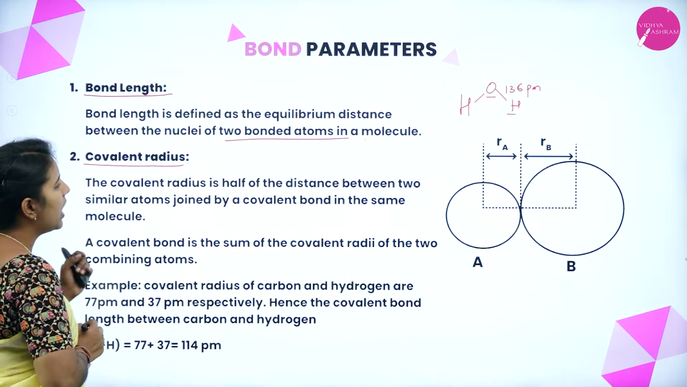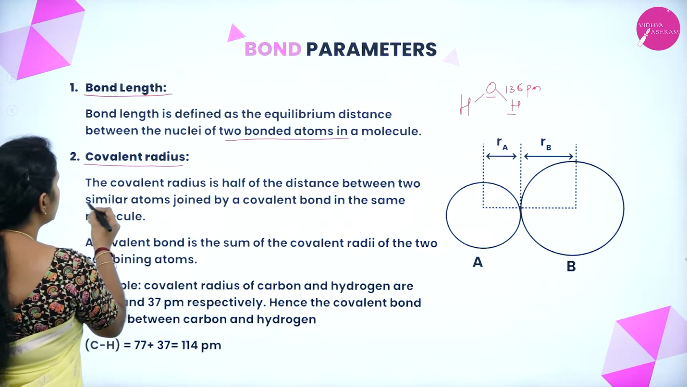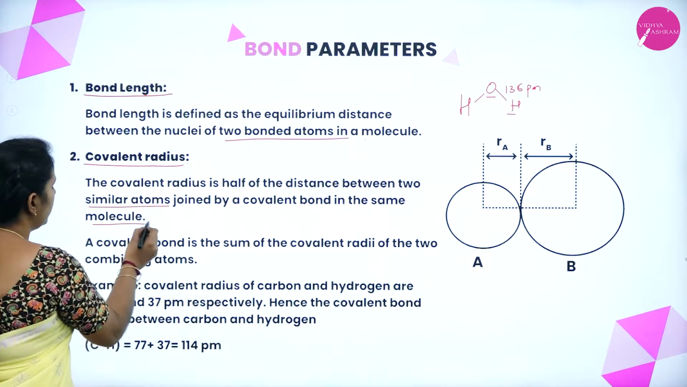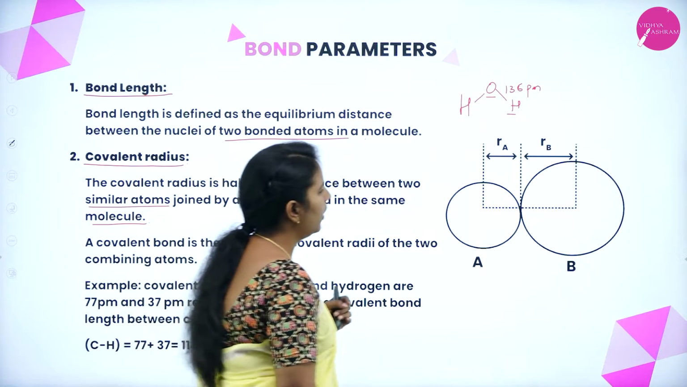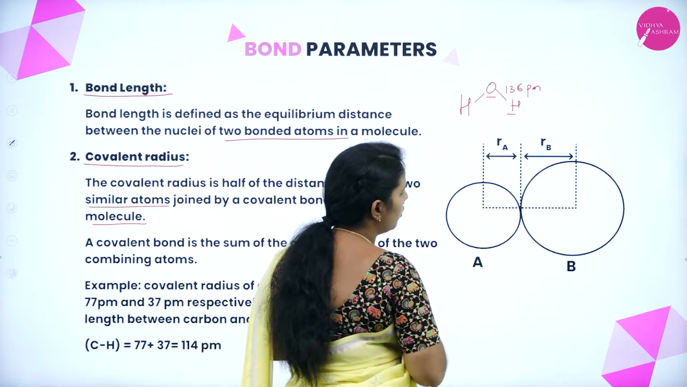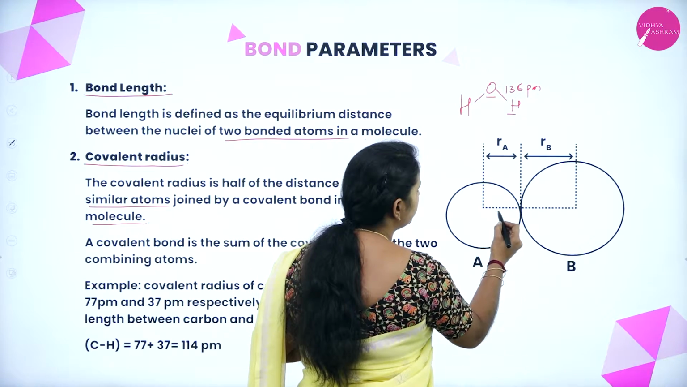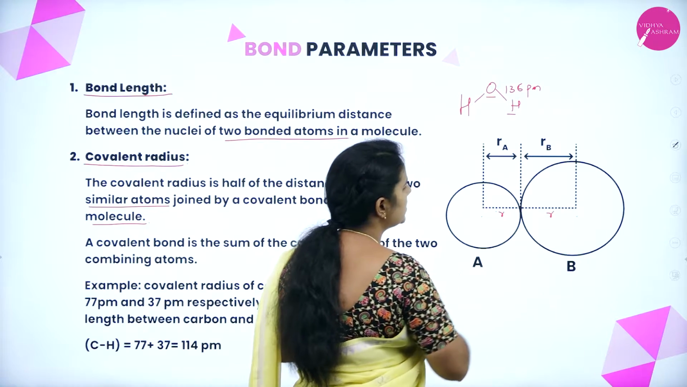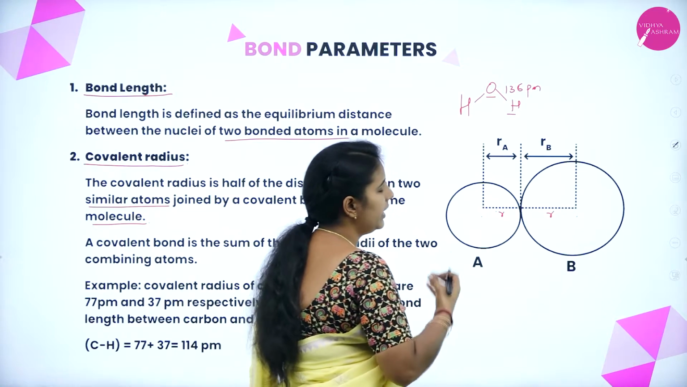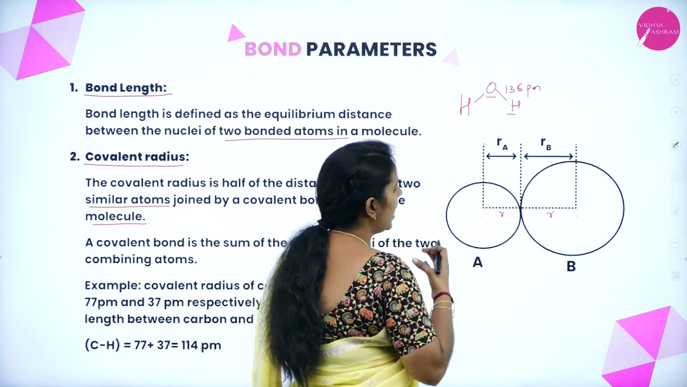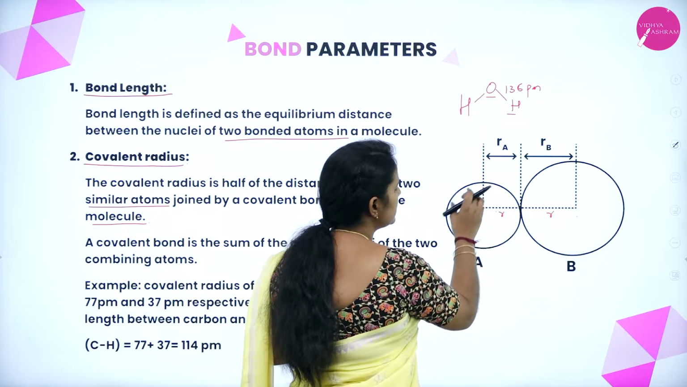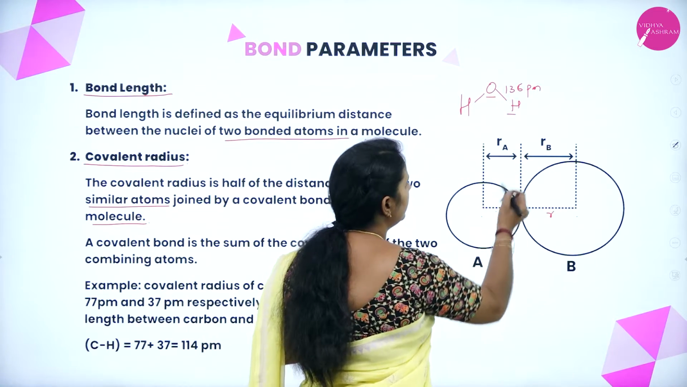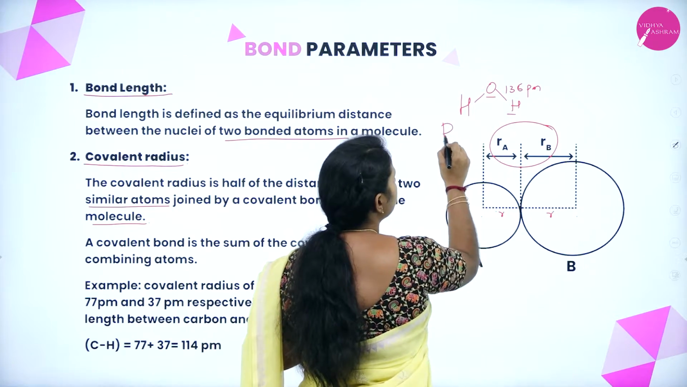Covalent radius is half of the distance between two similar atoms joined together by a covalent bond in the same molecule. Here we can understand this covalent bond. Here you can see that these are two atoms and we know that this is a radius. Is it right? This is a radius. This is the center of the nucleus. Yes. So when I say covalent radius, it is half of the distance found in each molecule, and the sum of these two halves is also known as what?